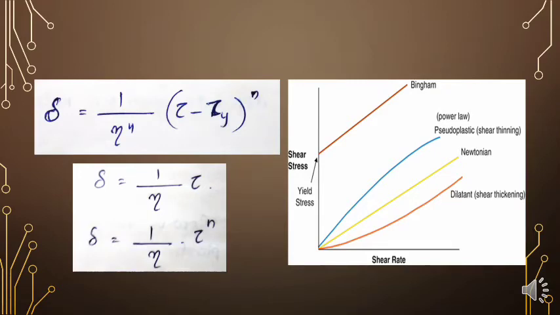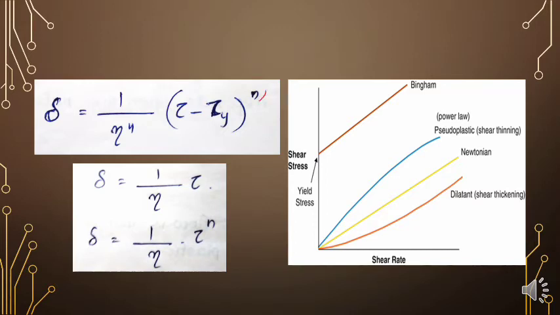Next is non-Newtonian fluids. This one is Newtonian, and these two are the non-Newtonian fluids. They pass through the origin, but it is not a straight-line relationship. Pseudoplastic is also known as shear thinning, and dilatant is also known as shear thickening. First we will check the equation: delta is equal to 1 by eta n into tau minus tau y all raised to n. Here n is the power law constant.